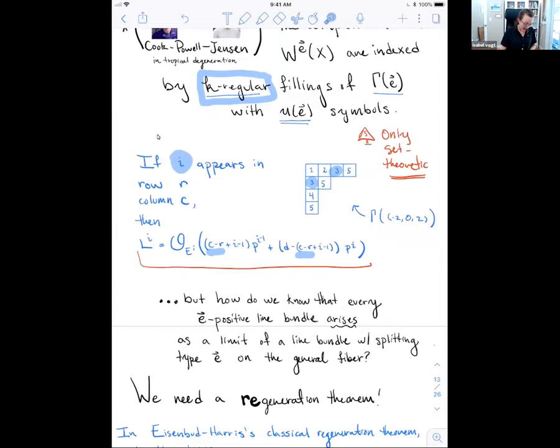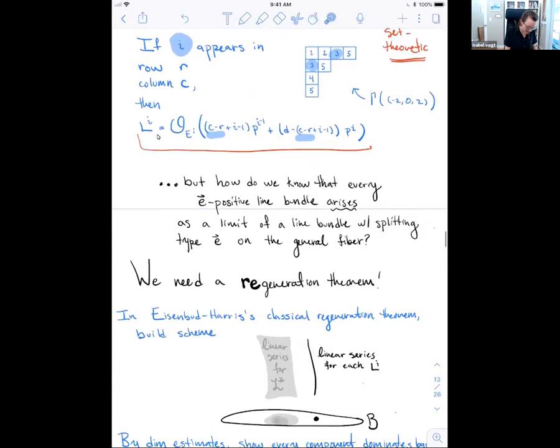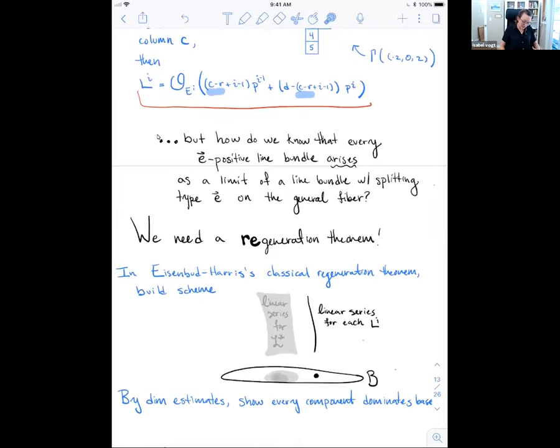And in the classical Brill-Noether theorem, there is a regeneration theorem proved by Eisenbud and Harris. How their regeneration theorem works is they build a scheme over the base, which on the general fiber parameterizes linear series for the line bundle on the general fiber, and on the special fiber parameterizes linear series for each of the L_i with appropriate compatibility. And the genius of this argument is that they're able to do dimension estimates to show that every component has at least a certain dimension. So if you know that the central fiber has the correct dimension, that means you can't have any small components supported just at the central fiber. They have to spread out to the general fiber. And that's what allows you to do regeneration, to prove that everything comes from the general fiber.